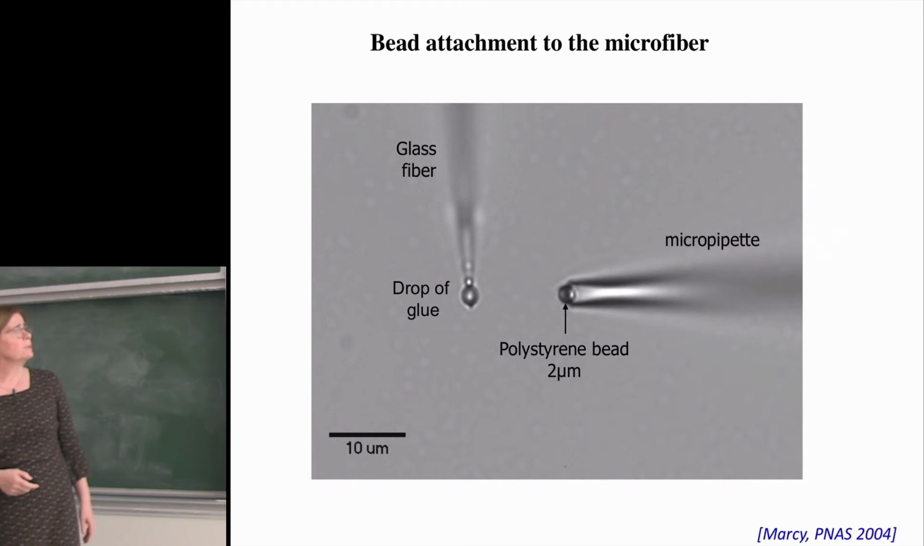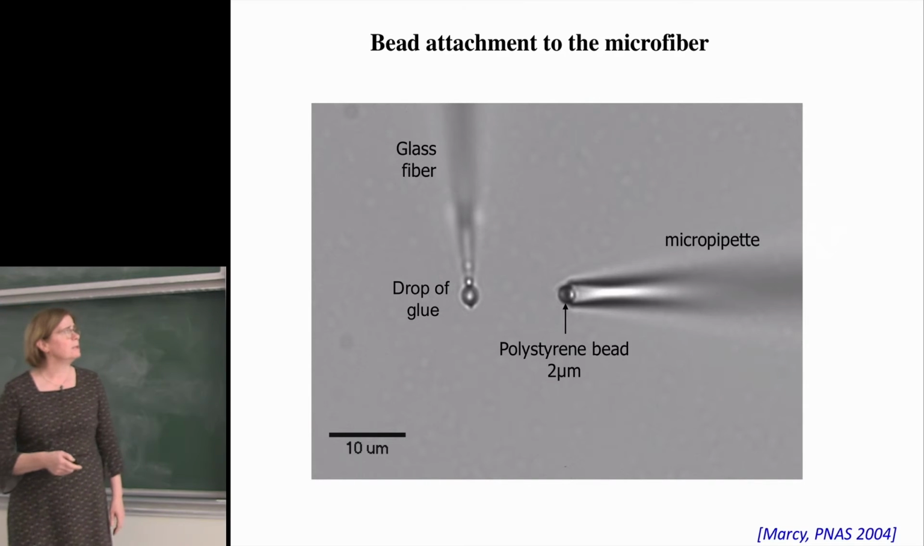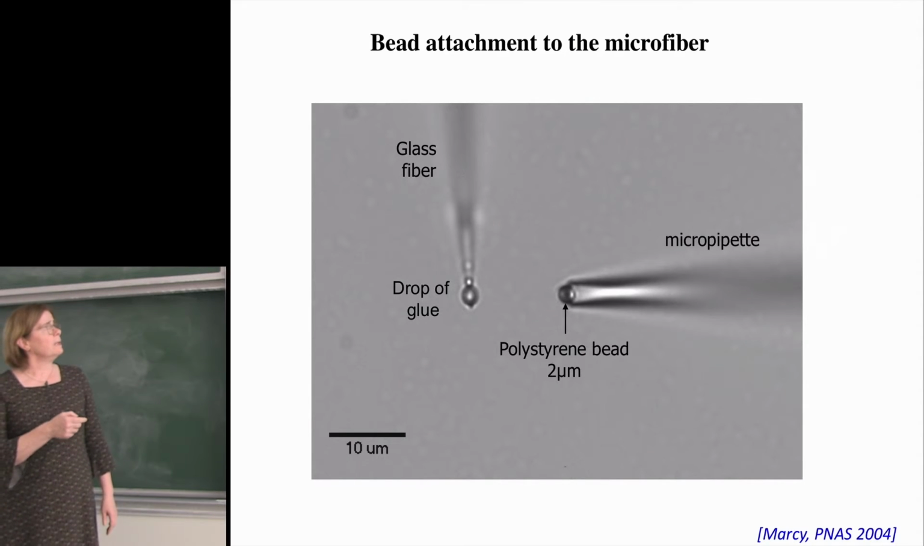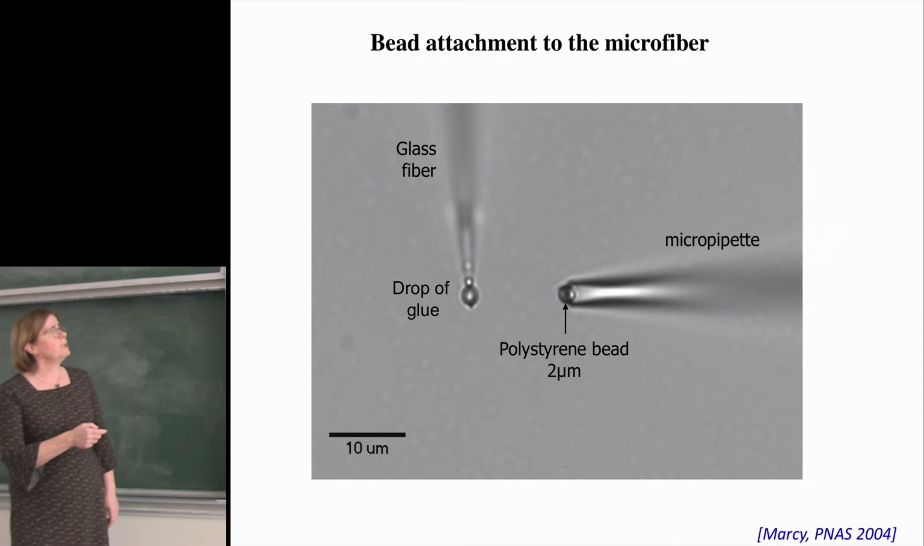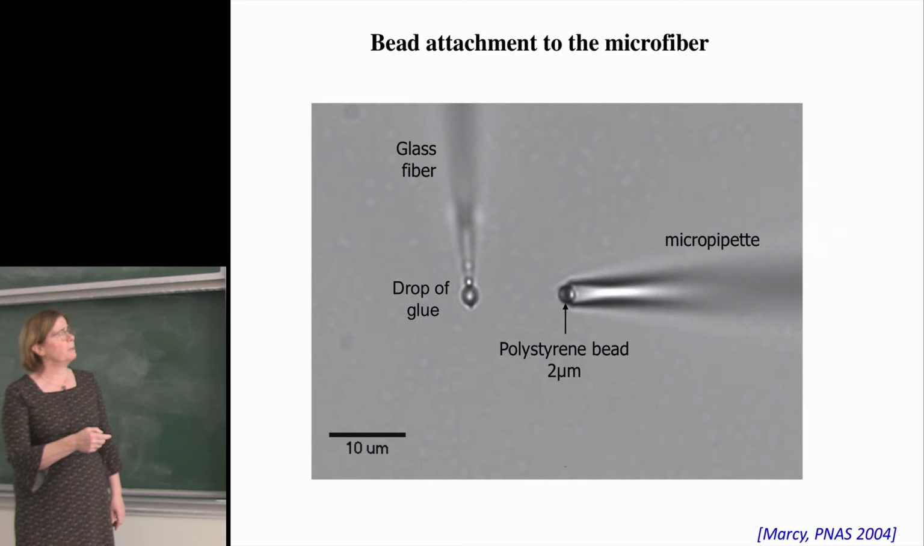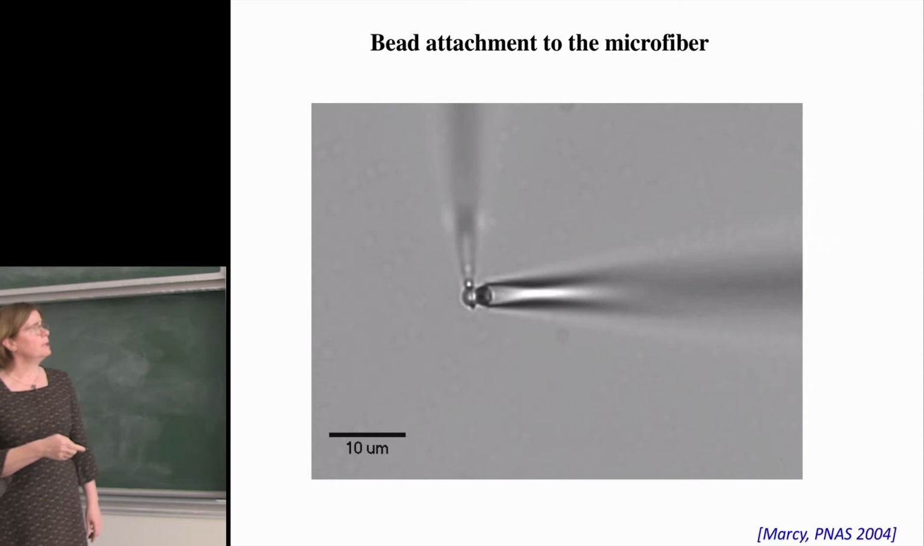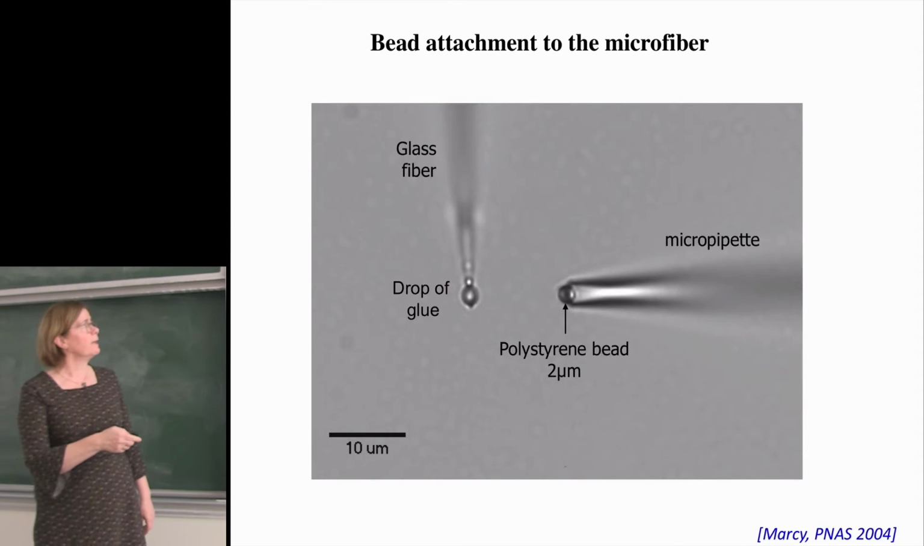The experiment was done by a very talented PhD student. We have this needle that has been calibrated, so we know the spring constant, and we will be able to measure the force. Then to glue the bead on this needle, we put a drop of glue. We have the bead that is held on a micropipette here. So we put it together.